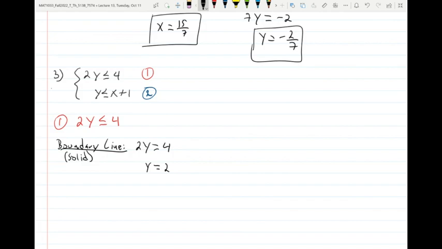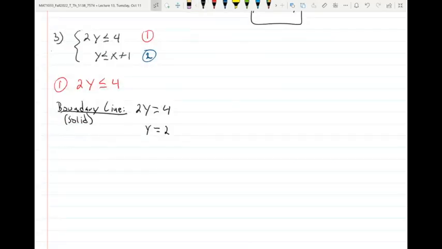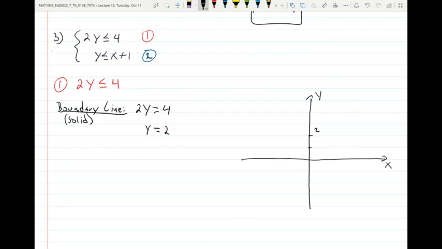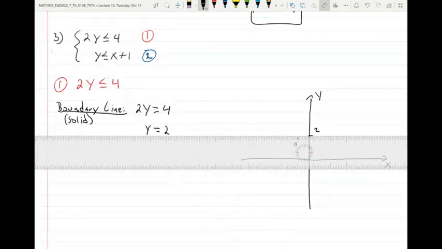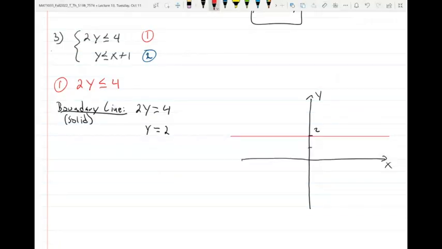And where is it? y equals 2, right? So this one is pretty straightforward to draw. So let's do it. That's x and y. 1, 2. And then we do a solid line right here, at 2. Okay, so that's our boundary line.